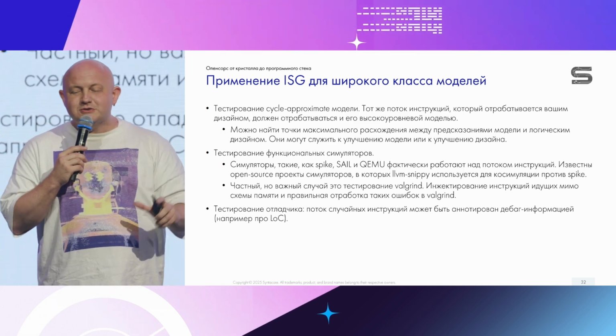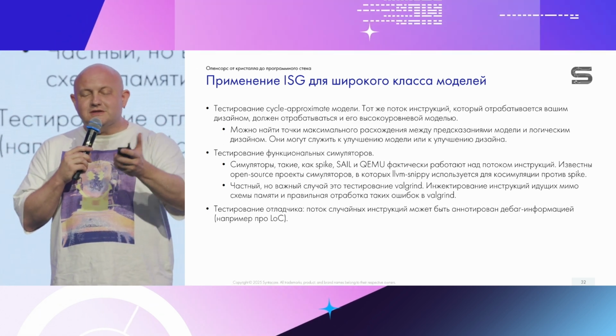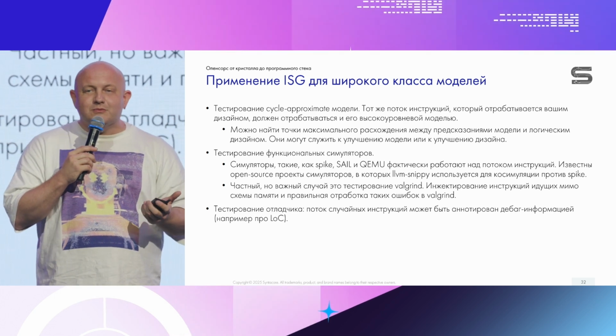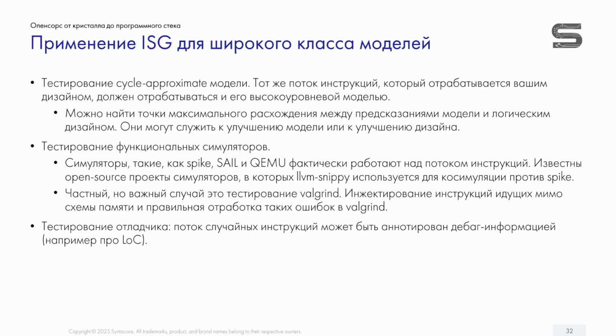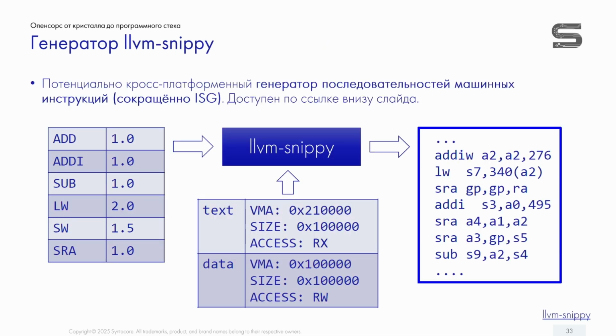It tests everything where you need a stream of instructions. You can test functional simulators such as SPAL, Camel, and LLVM. You can also test debug information to annotate it. So how does this generator look in the most simple case? Using this GitHub link, you may download it and have a look whether it will be useful for your tasks, because we would like to build a big open source community around it.